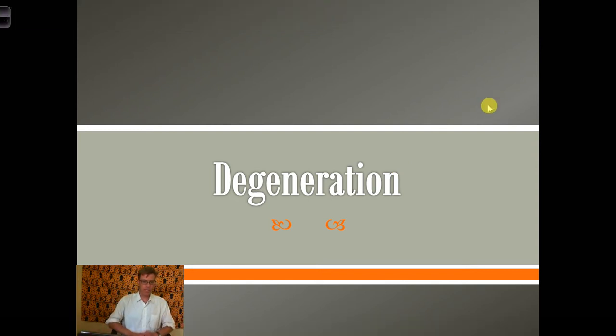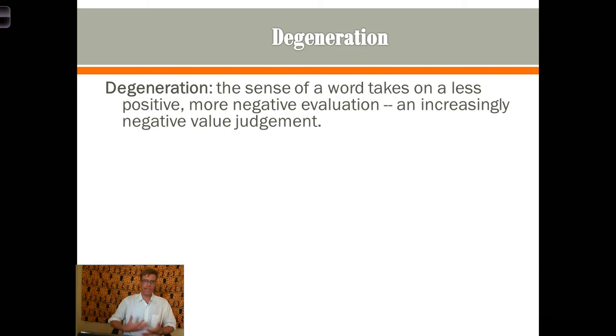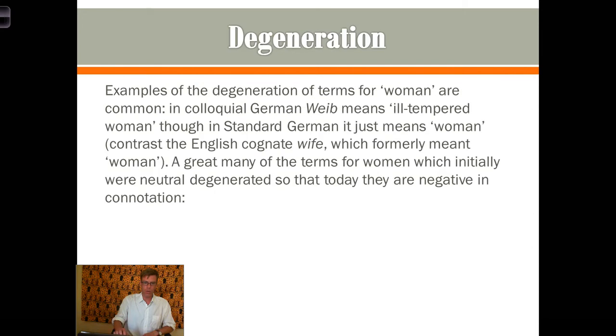Hi, so in this presentation we're going to be talking about degeneration, and this is where the sense of a word takes on a less positive, more negative evaluation. So it starts taking on these negative emotions, and it also tends to then lead to some sort of informative change as well. So it will take on a negative emotional value, and it will have a more negative informative meaning to it as well, which we'll see how that works.